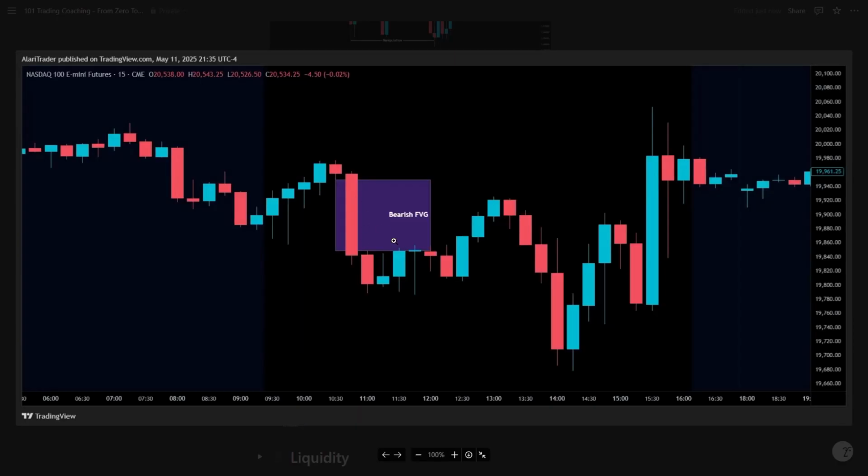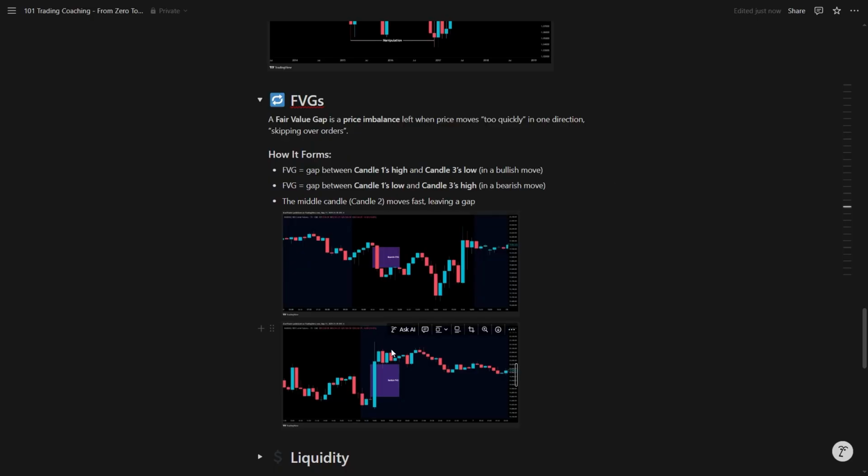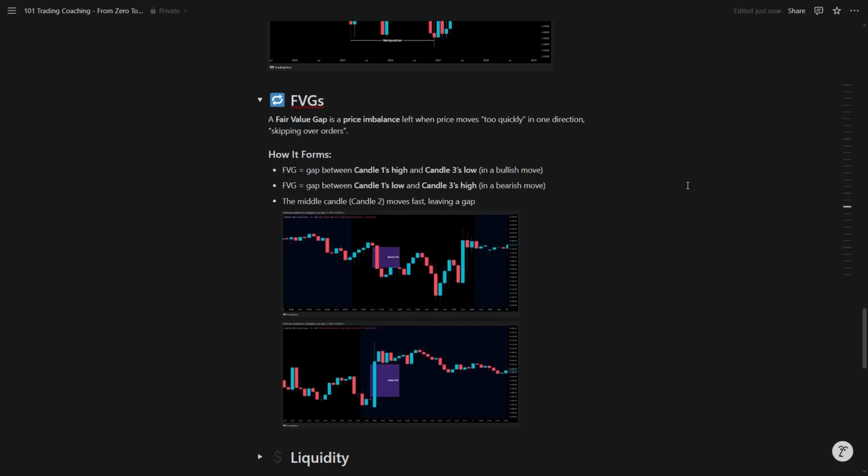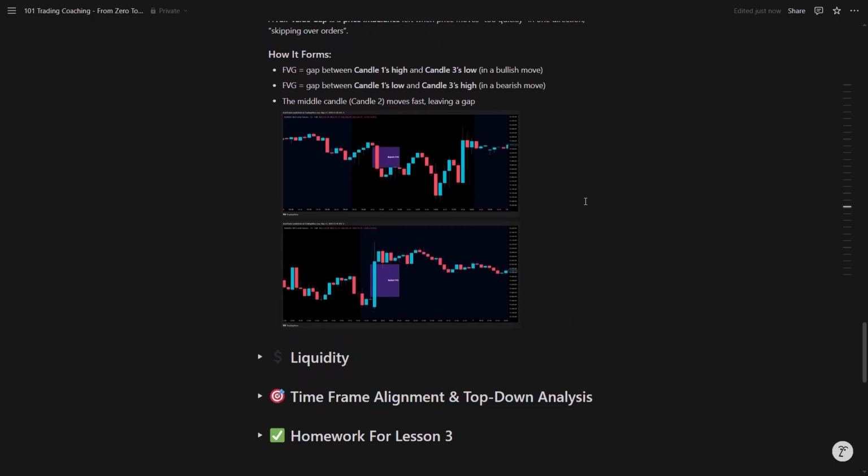Right here, you can see a bearish fair value gap. This is the first candle. Second candle moves very quickly. And then the third candle. Do you see? It's a gap between the wicks of the first and the third. Same thing here, but in a bullish example. Exact same thing, but just reversed. So this is the first candle, second candle, and third candle. Very simple stuff. And you already know how to use them now, since I've showed you. So we don't really have to go through that again.